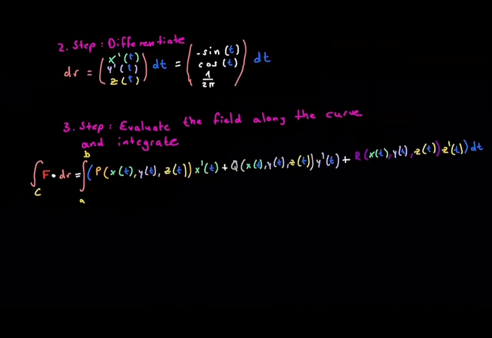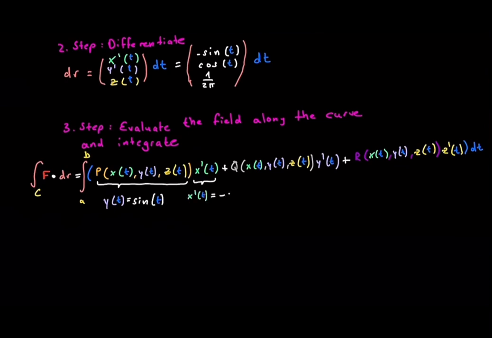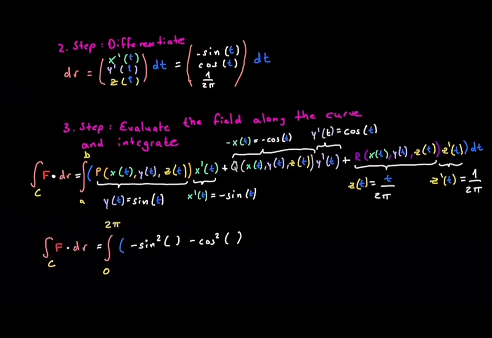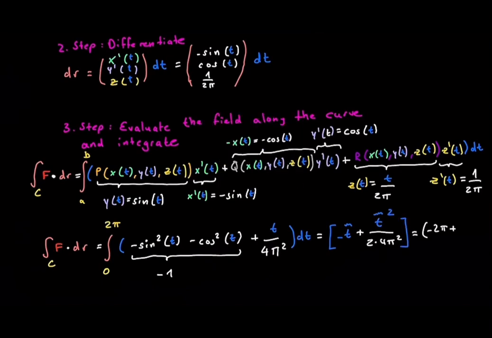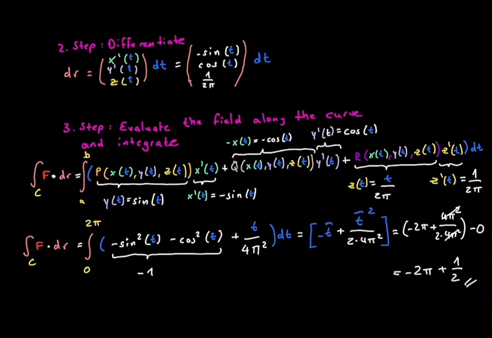Take their dot product. That's negative 1 plus t divided by 4 pi squared. Now integrate from 0 to 2 pi. The result is negative 2 pi plus 1 half. So the answer is minus 2 pi plus 0.5. That negative result means the field resists the motion along the helix more than it helps.